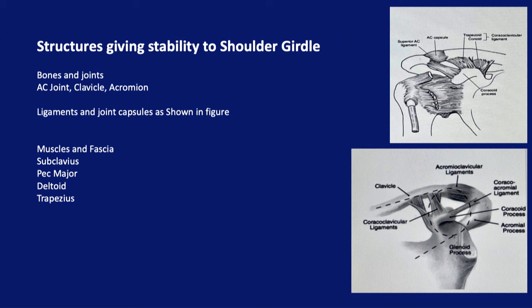So what are the structures which give stability to the shoulder girdle? These are small bones like the clavicle and acromion, as well as various ligaments which are covering these joints, and various muscles like subclavius, pec major, deltoid, trapezius, and the fascia covering these muscles. So these are very important structures which give stability to the shoulder joint.